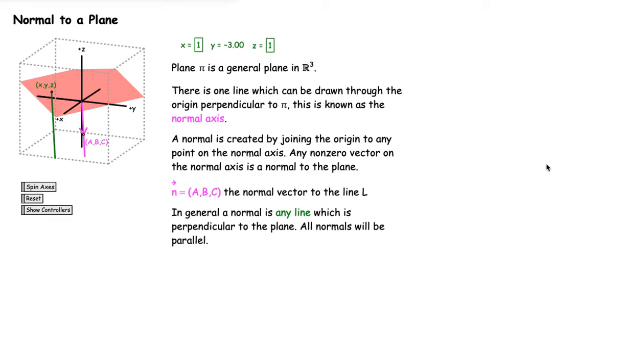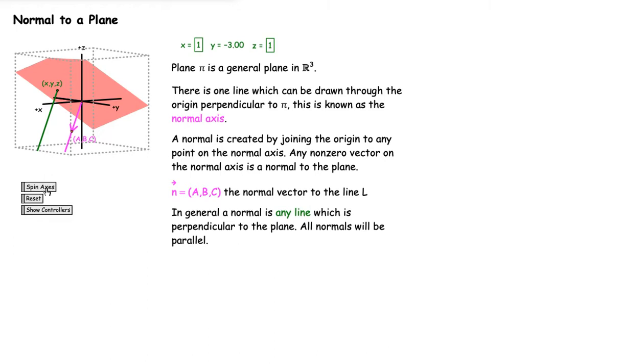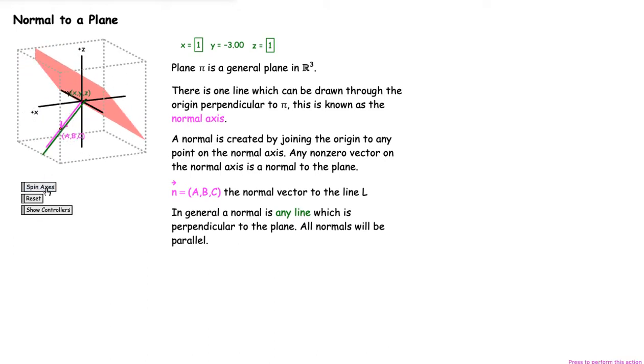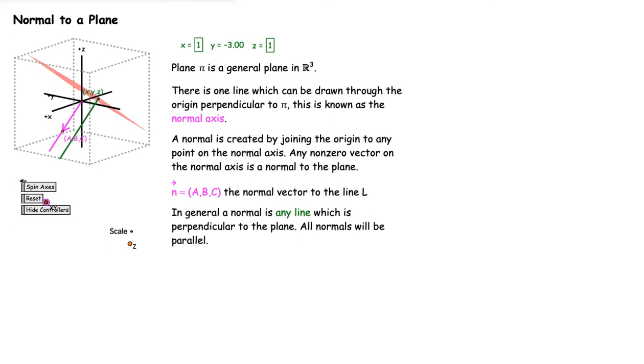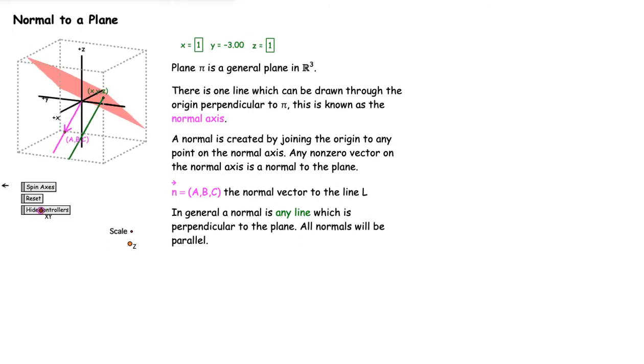So we've talked about already that we use pi to represent a plane. So here's my general plane in R3. There's going to be one line perpendicular to that plane that we can draw through the origin. And we're going to call that the normal axis. So let me see if I can just spin that a little just so that we can get a good view. Let me show the controllers. Back it up this way a little bit. So that axis right here, that is the normal axis passing through the origin perpendicular to the plane. It's parallel to this one right here.